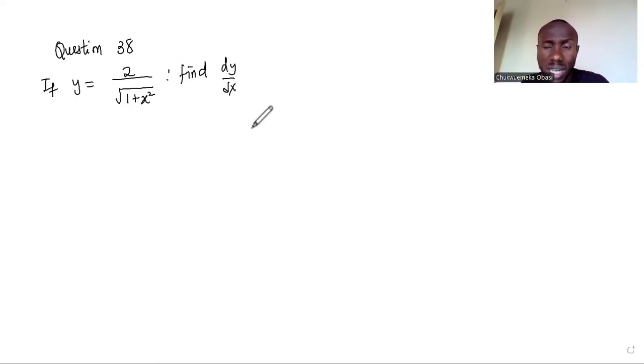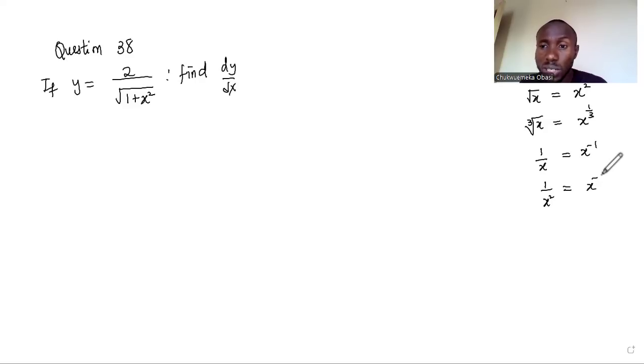So the very first thing I would like you to remember is the square root function. If you have square root of x, you can express this as x to the 1 over 2. If you have cube root of x, you can say this is x to the 1 over 3. You can just continue like that. And one other thing you should know is that 1 over x is the same as x to the negative 1. If you have 1 over x squared, for instance, it is the same as x to the negative 2. So you can just continue like that.